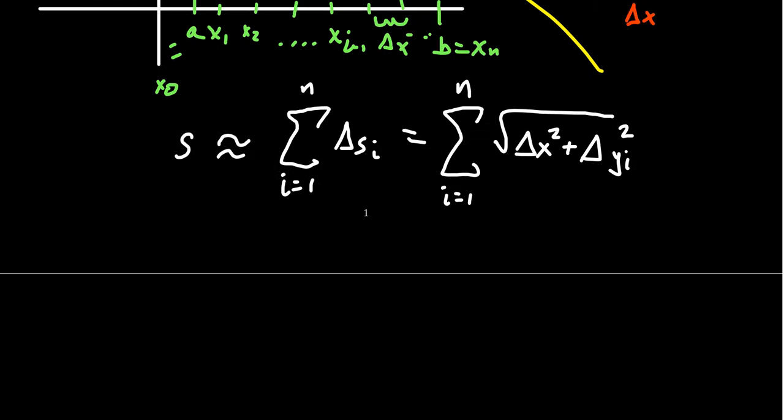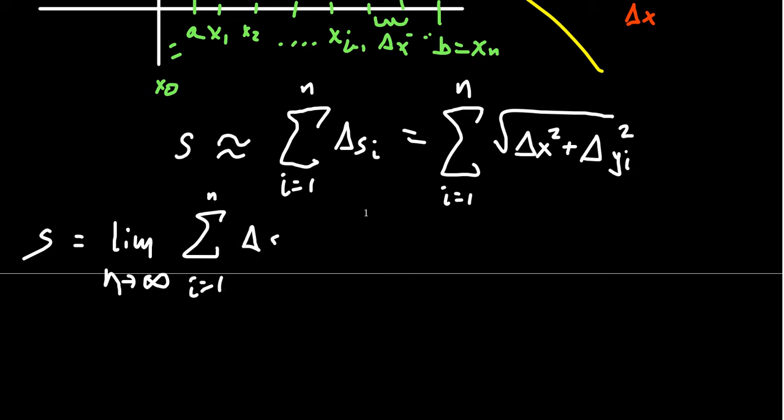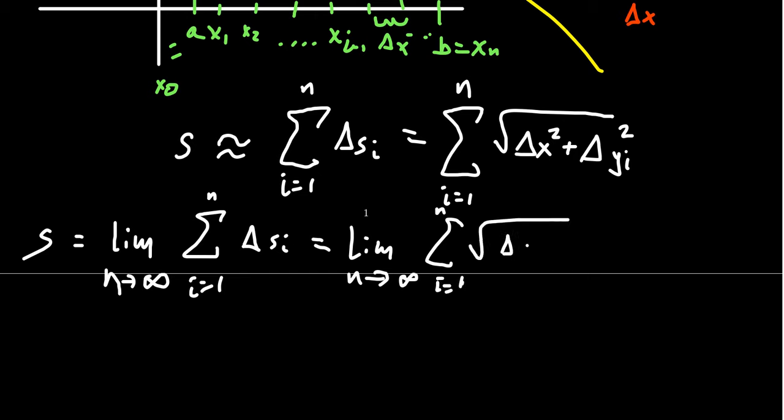To get the true arc length, s, we need to take the limit as the number of subdivisions goes to infinity of this sum, i equals 1 to n of delta s_i, which will equal the limit as n goes to infinity of this sum, i equals 1 to n, of the square root of delta x_i squared plus delta y_i squared, like so. That's what I meant to say.